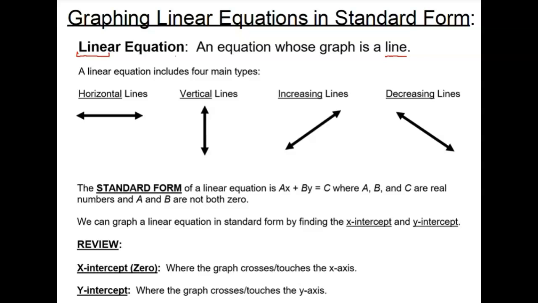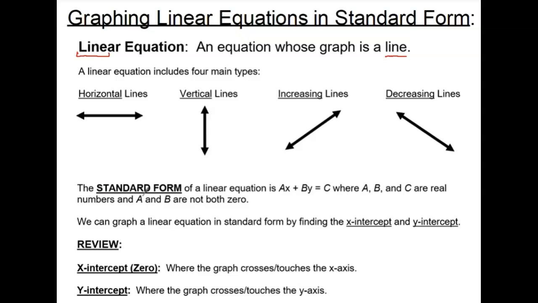A linear equation includes four main types. We have horizontal lines. Those go across from left to right. We have vertical lines. Those go up and down. We have increasing lines from left to right. They are increasing, so they have positive slopes. And we have decreasing lines from left to right. They go downward, and they have negative slopes.